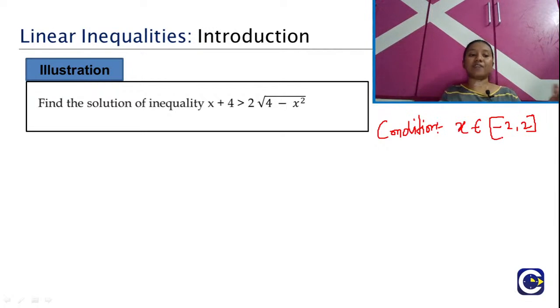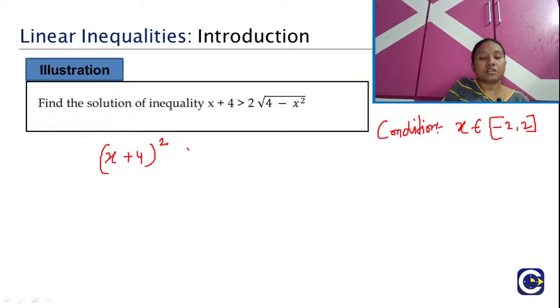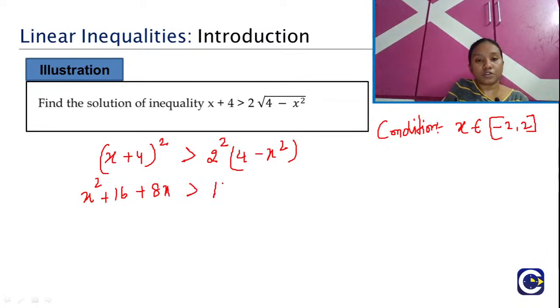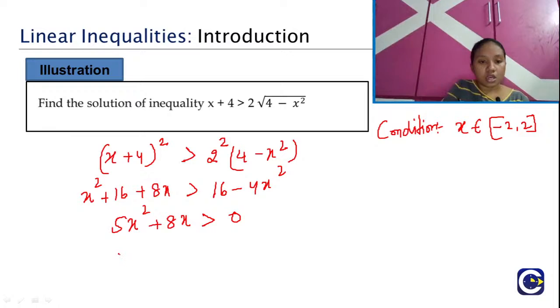So now as we have our condition interval, let's square this square root inequality on both sides. So what happens if we square it on both sides? x plus 4 whole square greater than 2 square times 4 minus x square. There will be no change in the inequality here. So x square plus 16 plus 8x greater than 4 into 4, 16 minus 4x square. So let me simplify. It will be 5x square plus 8x, and 16 becomes 0. And x I can take common, so here 5x plus 8.